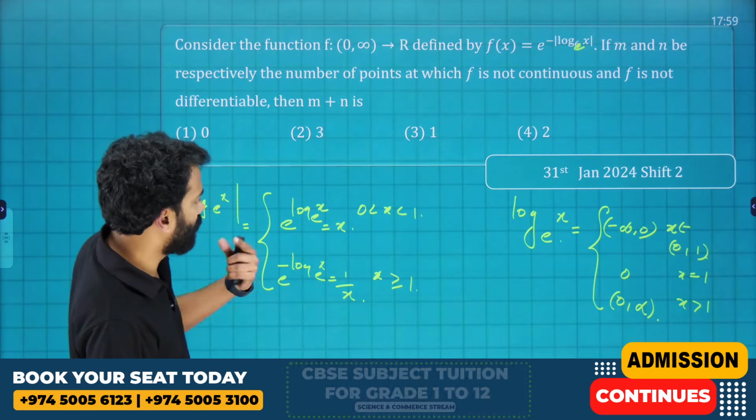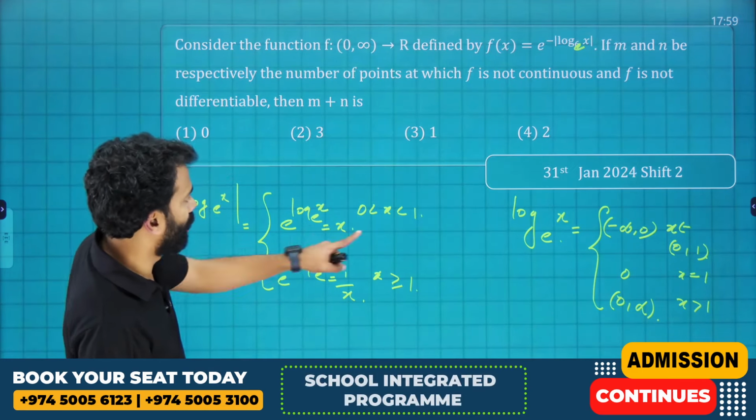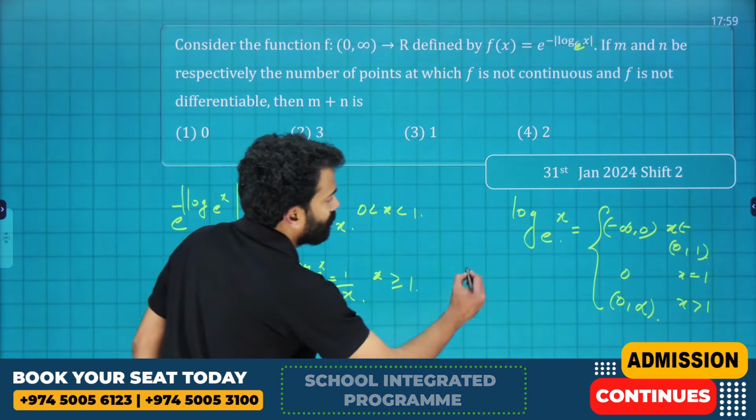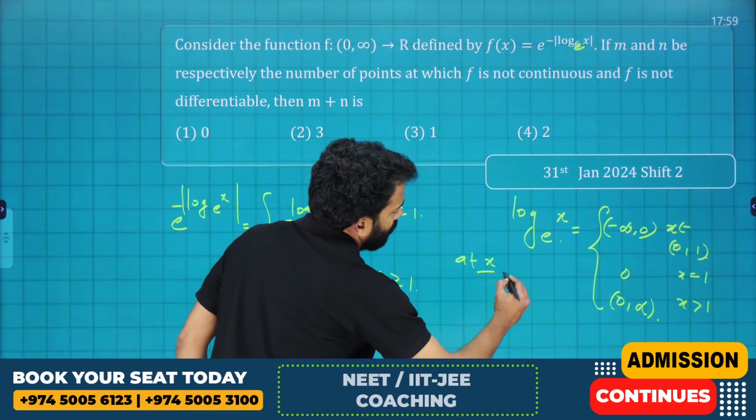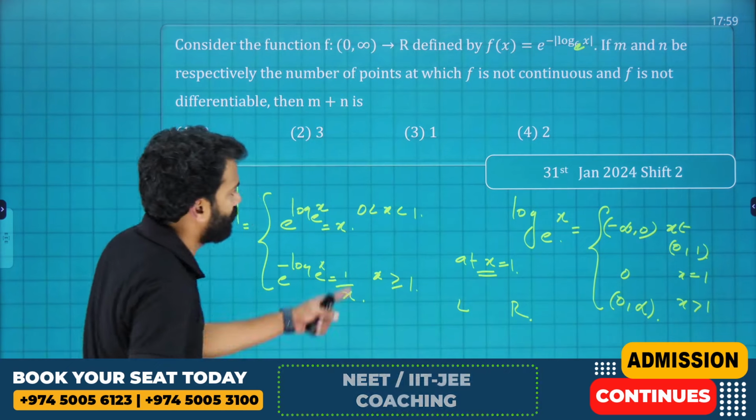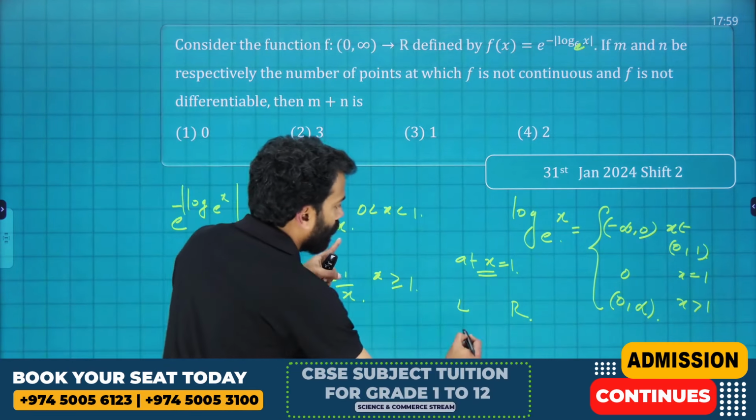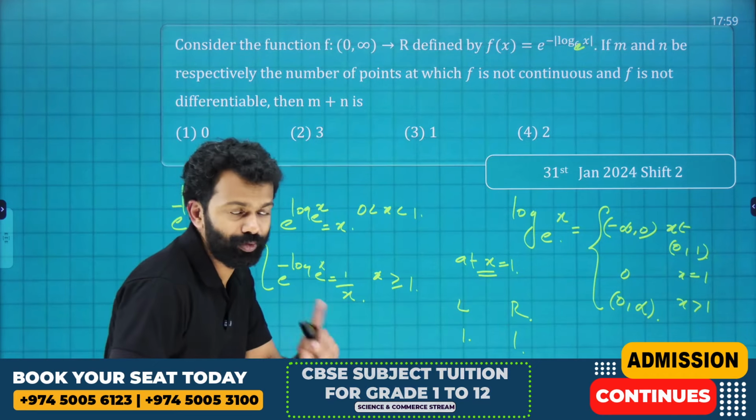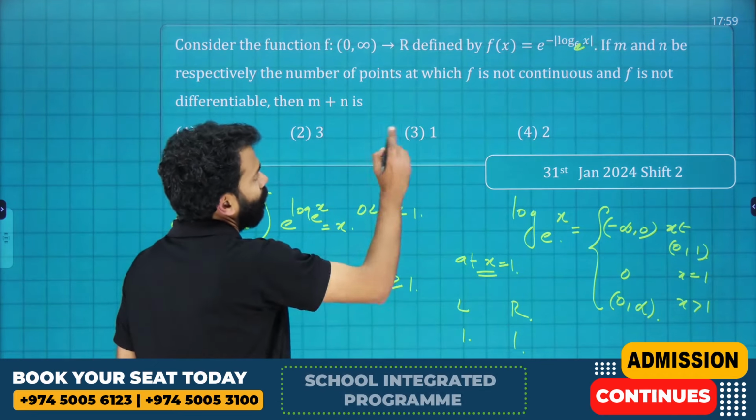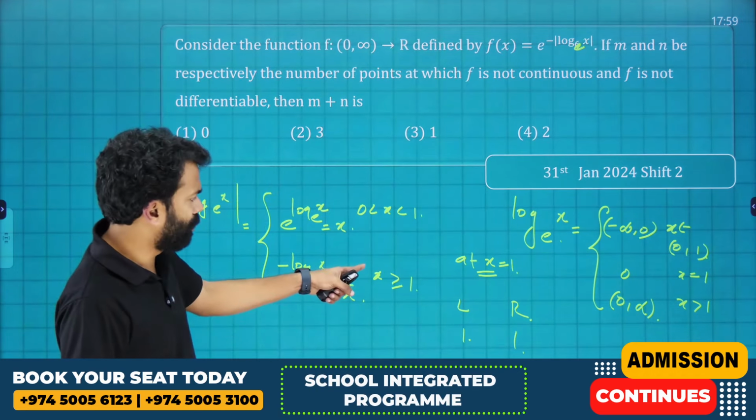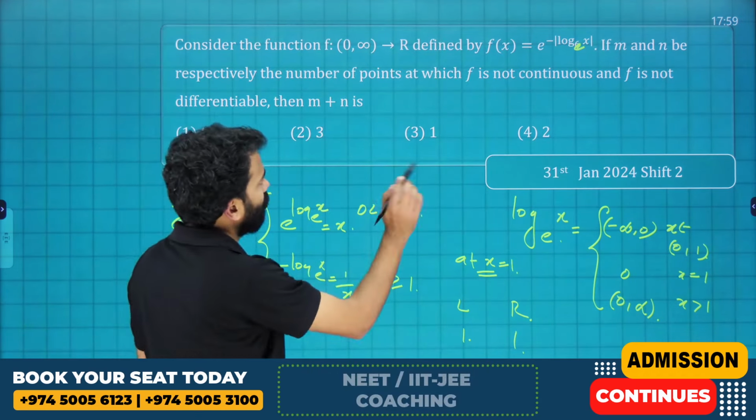Therefore, we need to check whether it is continuous or discontinuous at 1 only, because that is where the character is changing. At x is equal to 1, what are the left hand limit and the right hand limit? The left hand limit is equal to 1, and the right hand limit is also equal to 1. Therefore, the function is continuous at 1 point, and that is 1. We don't have to check for any other point.